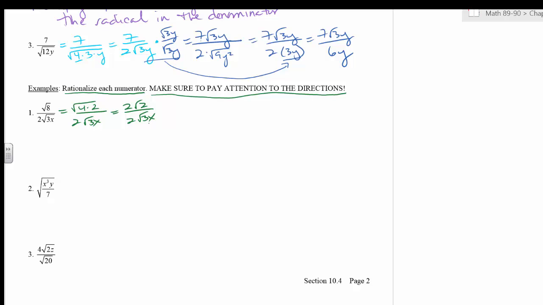Here you can do some canceling if you want. The 2's eventually are going to cancel. So they're both outside, so we can cancel. And then I'm going to multiply top and bottom by the square root of 2. Now remember, because I'm matching the numerator, not the denominator this time. So square root of 2 times the square root of 2 on top is just 2. On bottom, the square root of 3x times the square root of 2 is the square root of 6x. And that is done.